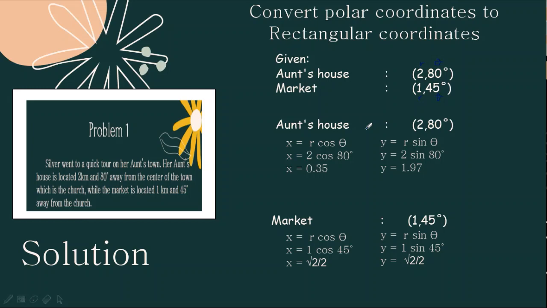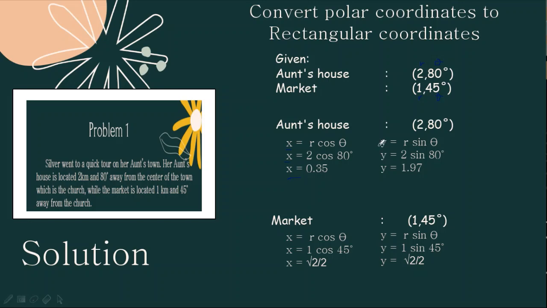So let's convert it to rectangular coordinates. Okay, so first one is finding the x value. So we will just substitute the radius, which is 2, then cosine, then the angle theta or the polar angle, which is 80 degrees. So using the calculator, we will get 0.35. So you can use your calculator to double check this one. You can pause the video, then use your calculator and see if we have the same answer.